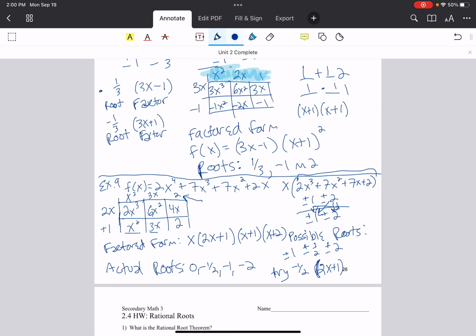Does that make sense? Any questions? How did you get the actual roots? It's the zeros of the factors. How do you know if it's a negative or a positive? No, the possible zeros of the roots are plus or minus. When I went through and factored them, these are the actual factors, right? So then I take the zeros of the actual factored form. Okay. Good?